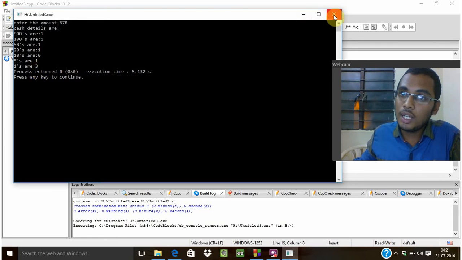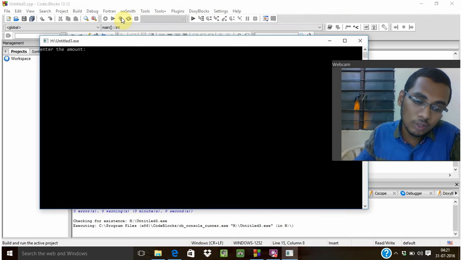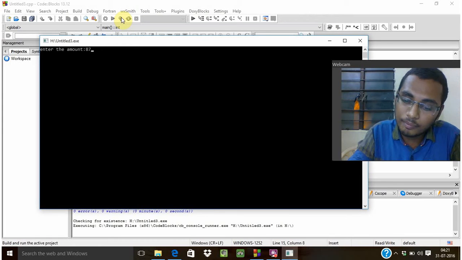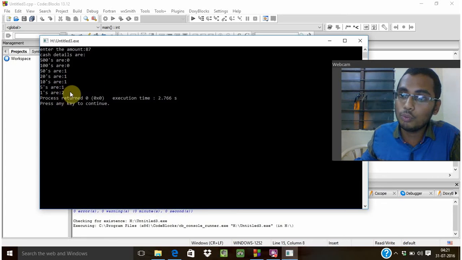Now if we enter an amount less than 500, the result would be as follows, 87. Then there will be no 500 rupee notes or 100 rupee notes, but 50 rupee notes are 1, 20 rupees 1, 10 rupee notes are 1, 5 rupee notes are 1 and 1 rupee notes will be 2.